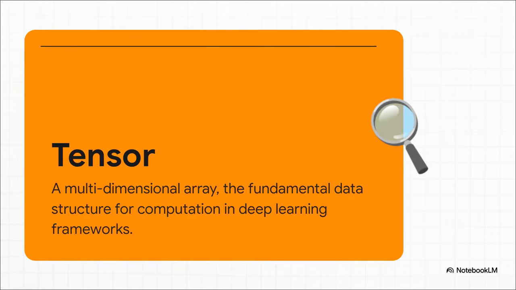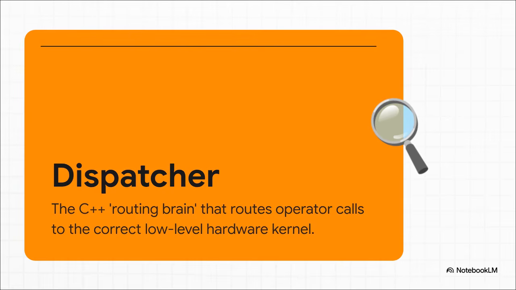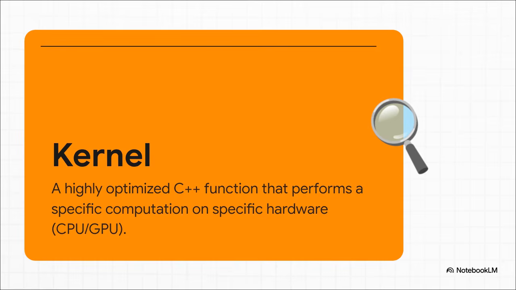And who's the traveler on this journey? Well, that's our hero, the tensor. At its core, it's just a multi-dimensional array. This is the fundamental piece of data that's going to move through the whole system. Next up is the dispatcher. Think of it as the routing brain of the C++ layer. Its whole job is to look at a tensor and decide exactly which piece of low-level code is the right one for the job. So what's that low-level code? It's called a kernel. A kernel is a super optimized function that does one specific thing, like addition or multiplication, and it does it incredibly fast on the hardware.